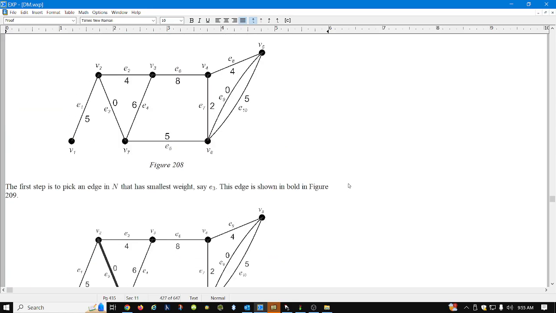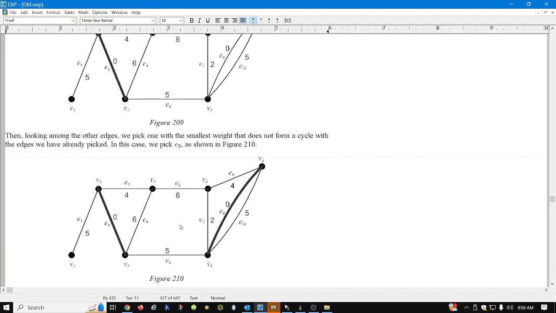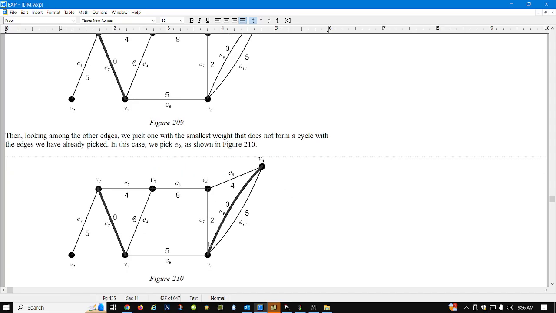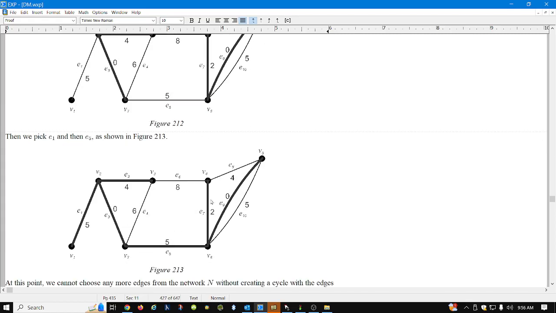Okay, the algorithm is very simple. Just pick an edge of smallest weight. So I picked E3 here, which has weight 0. Looking among the other edges, pick one of smallest weight that doesn't form a cycle with the edges we've already picked. That's no problem. I picked this one here. Do it again. Select this one, for example, weight 2. What's next? Here, weight 4. Pick this one. This is also weight 4, but it would form a cycle, so we can't pick it. And finally, this edge at the bottom, weight is only 5. This is weight 5, can't pick it. I've already picked this one.